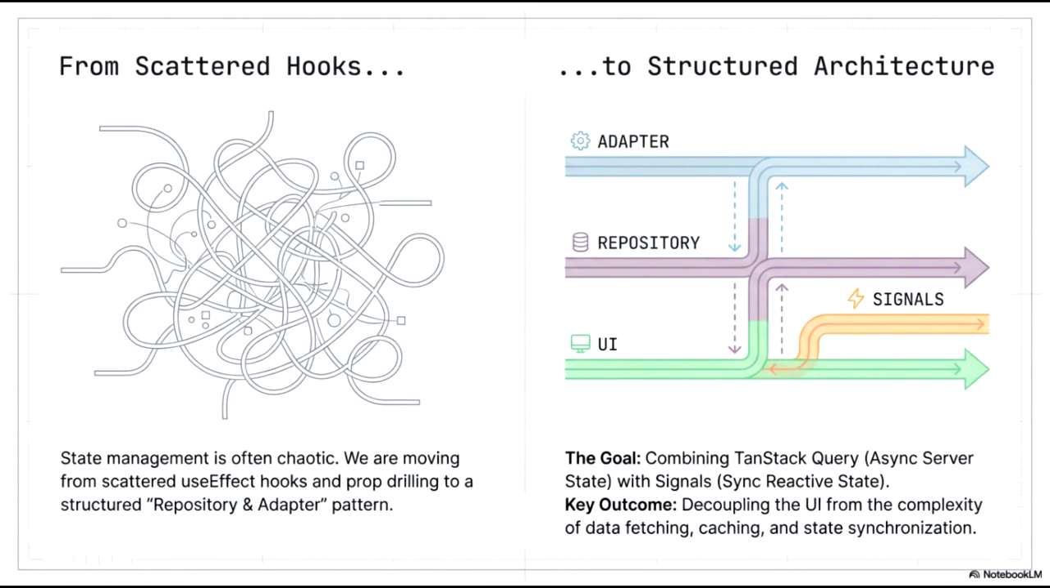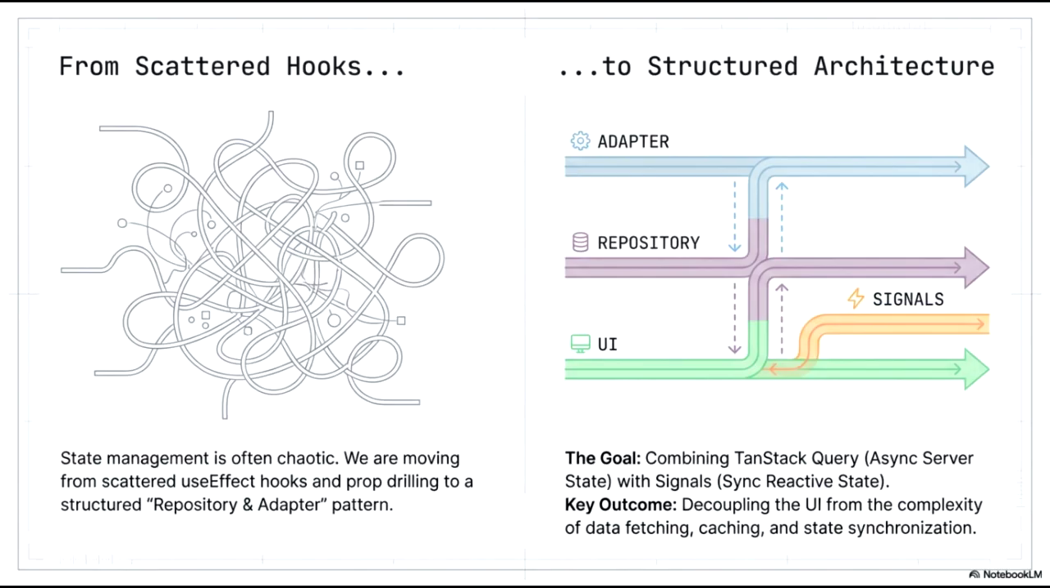State management often becomes chaotic as applications scale. On the left, we see the reality many developers face: a tangled web of scattered useEffect hooks and deep prop drilling that makes code difficult to maintain and reason about. To solve this, we are shifting toward the structured architecture shown on the right, utilizing a repository and adapter pattern.